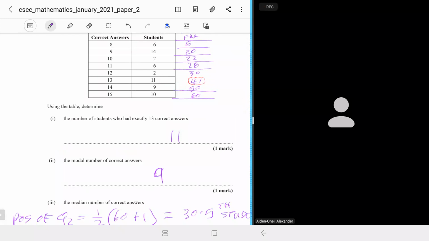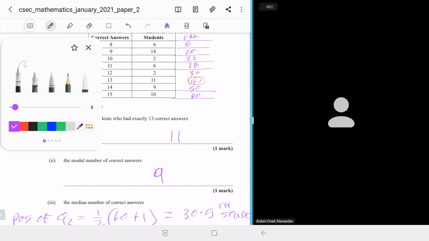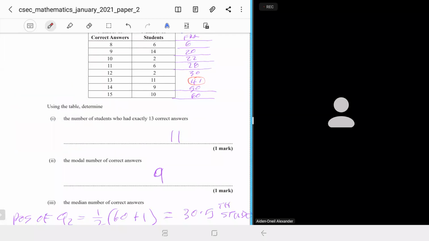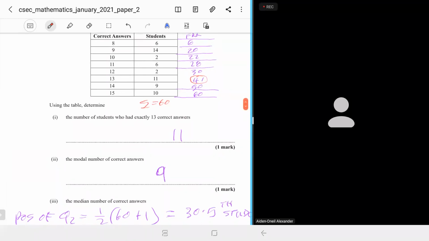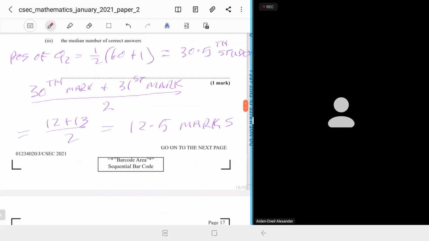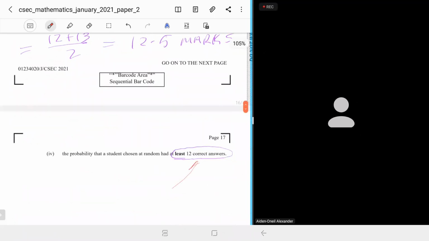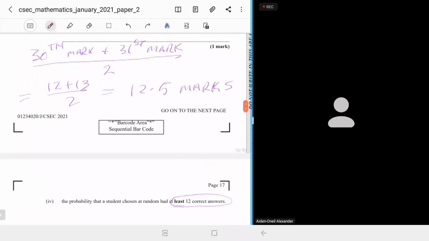We're going to calculate the probability that a student gets at least 12. There are 60 students in total. How many of them get at least 12 marks? Where are the students with at least 12 marks? Look at the table, from where to where?